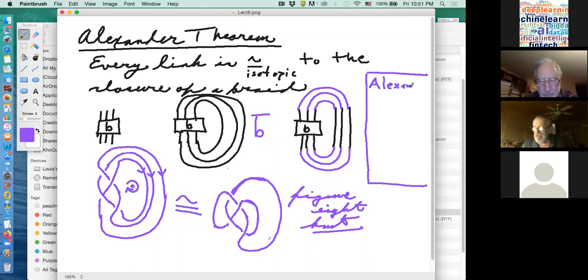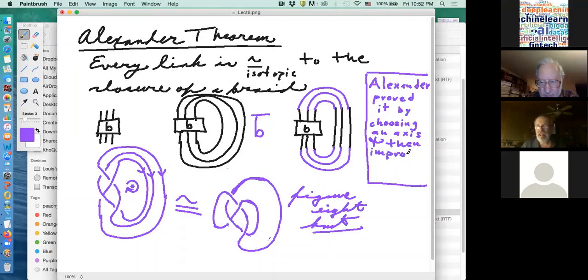Alexander proved it by choosing an axis and then improving the knot with respect to the axis.